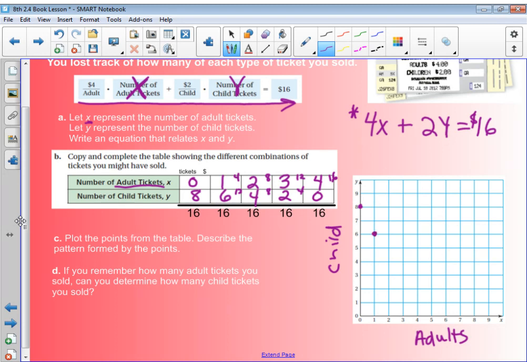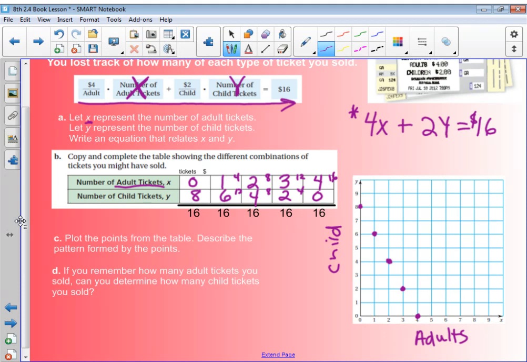so up to 6. Our third scenario, we could buy 2 adult tickets, and that would let us buy 4 child tickets. And then the next scenario is we could buy 3 adult tickets, but then we could only buy 2 child tickets, so over to 3, up to 2. And our last scenario is we could buy 4 adult tickets and stay at 0 for the child tickets. So there's our graph of our line of the different scenarios in which we could buy our tickets.